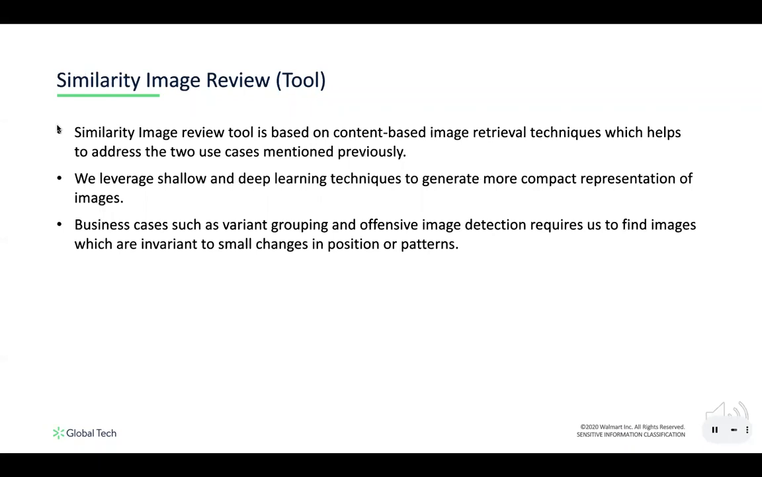To address the offensive image theme and variant grouping problem, we have developed the Similarity Image Review tool, which is based on content-based image retrieval techniques. We use neural networks to extract feature representations in the form of embeddings. These embeddings are further compressed into binary subcodes for faster search times. For the use cases mentioned, the ability to be invariant to slight changes in the image, including positional and rotational variations, is of primary importance. This made it ideal to leverage pre-trained convolutional neural network embeddings.